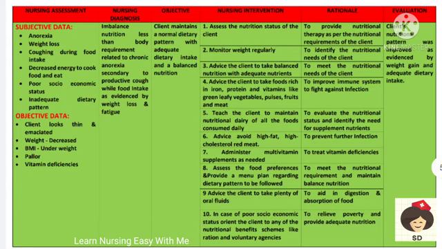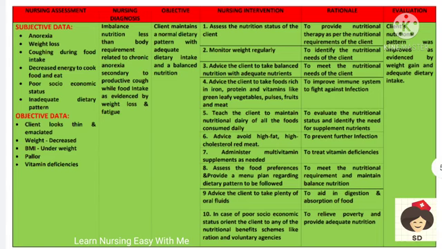So because of that there will be imbalanced nutrition, less than body requirements, related to chronic anorexia secondary to productive cough while food intake, as evidenced by weight loss and fatigue. So our goal is to maintain the normal dietary pattern. So you have to assess the nutritional status, nutritional needs of the client, and monitor weight regularly.